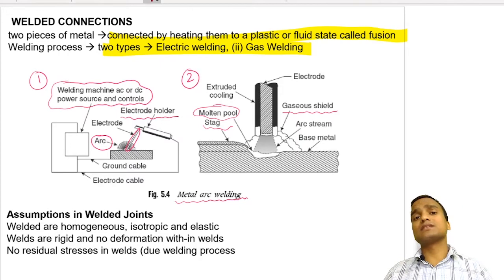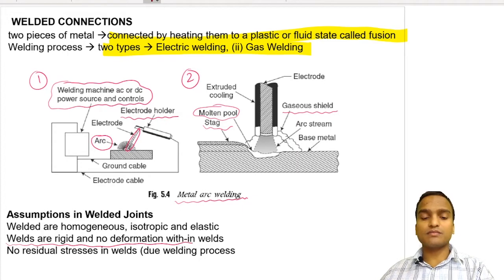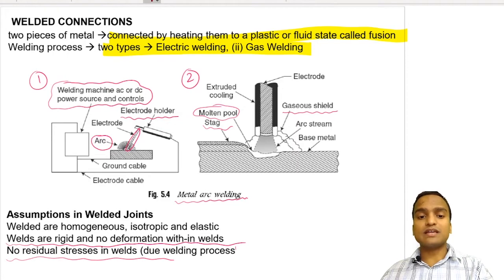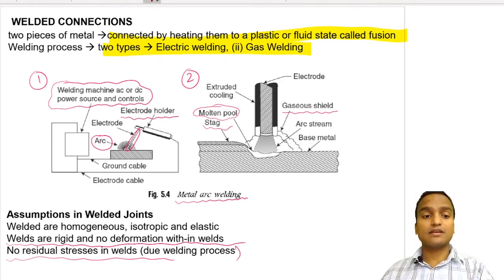The second assumption is that welded joints are rigid joints, and there is no deformation within welded connections. The third assumption is that there are no residual stresses in welds due to the welding process. These are assumptions for the ideal case of welded connections, but there are residual stresses if we have not done the welding properly.